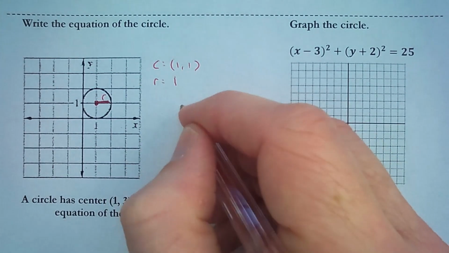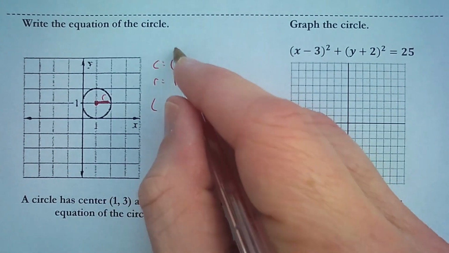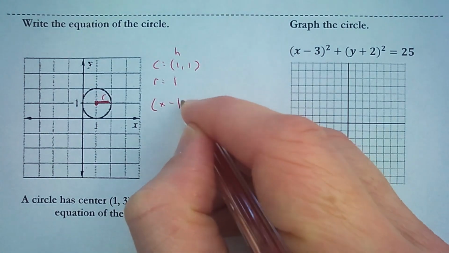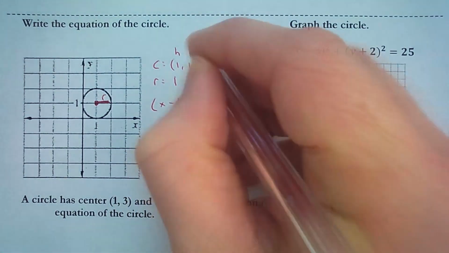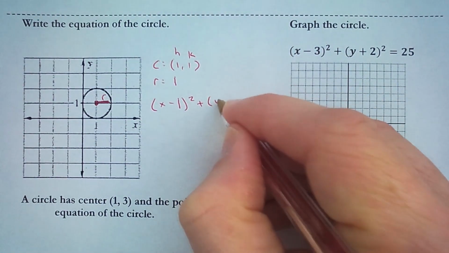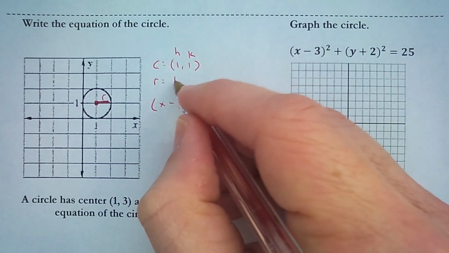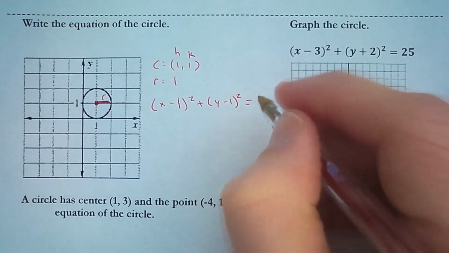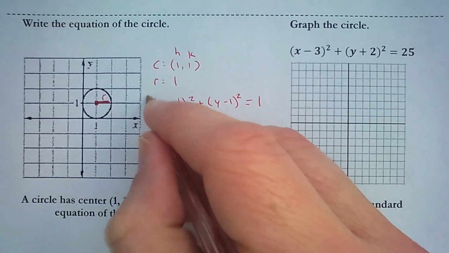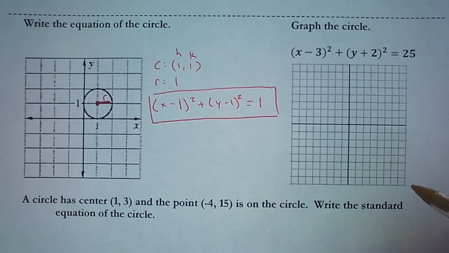Okay, so for our equation, we've got x minus h, and h is right here. So x minus 1 squared plus y minus k, and k is right here. So that's y minus 1 squared equals the radius squared, and 1 squared is 1. So this is the standard form of the equation of this circle.